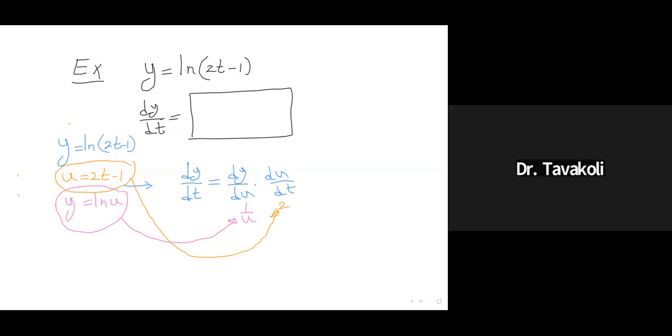So what's the final answer? 1 over u times 2, it is 2 over u. But we should go back to the original variable. U is 2t minus 1, so 2 over, replace u back with 2t minus 1. And that's the final answer. 2 over 2t minus 1.